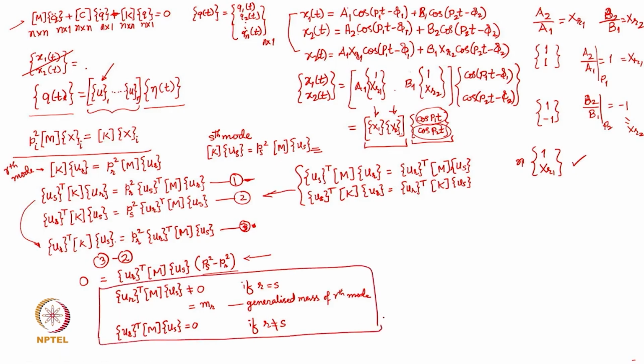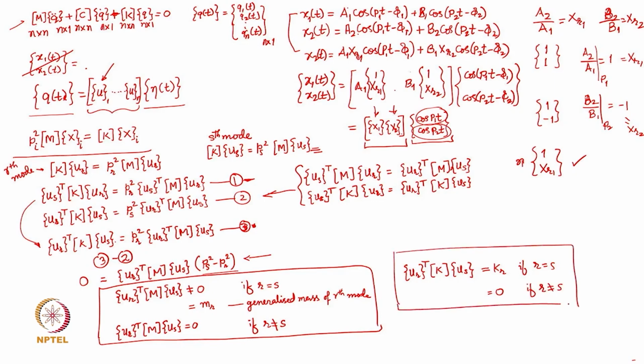You can also show, just try it out yourself here in this equation number 3, that UR transpose K US is not equal to 0, but is equal to KR if R is equal to S, and is equal to 0 if R is not equal to S. So, these are basically the mathematical equations representing the orthogonality of the mode shapes with mass and stiffness matrices.